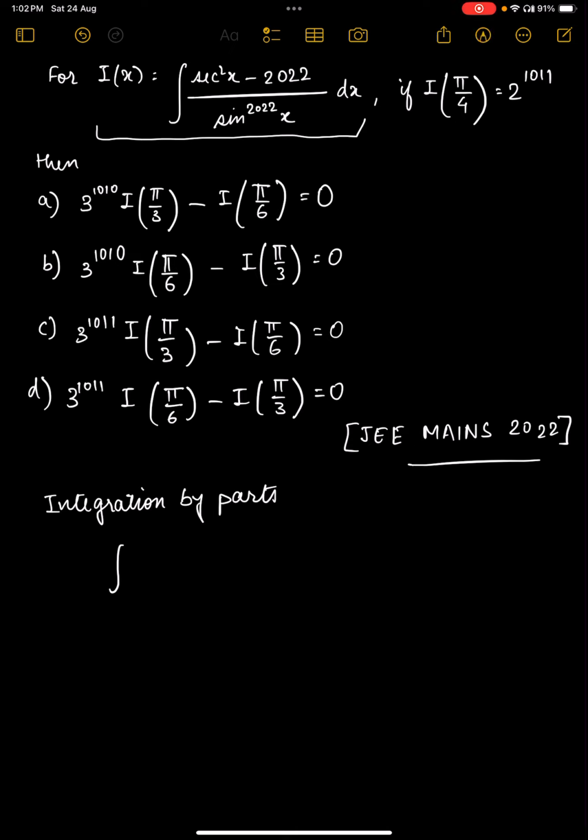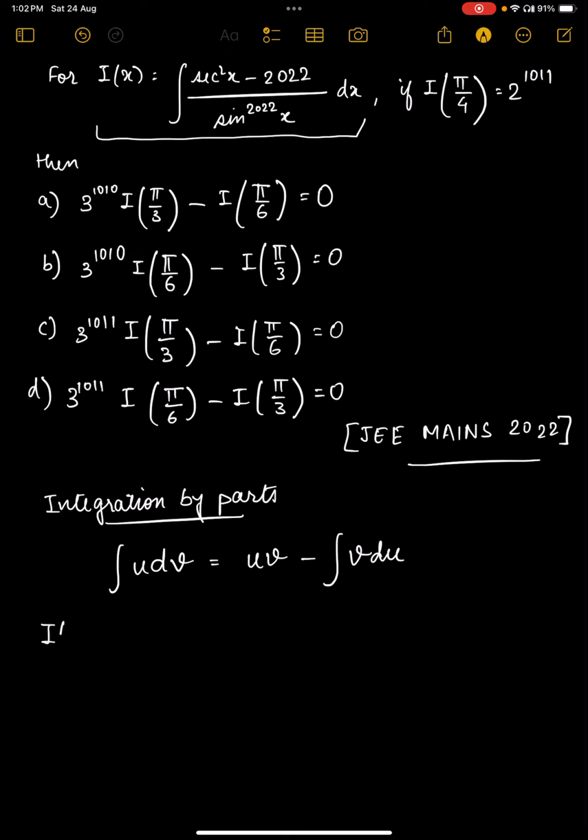And in integration by parts, let's recapitulate the formula. We have integral of u dv, which I can rewrite as uv minus integral of v du. Now, the best thing about integration by parts is that once you identify what is going to be your u and what is going to be your v, it becomes fairly easy to solve the integral.